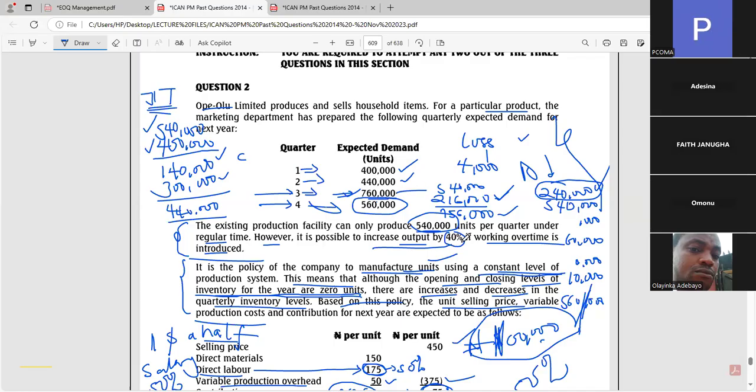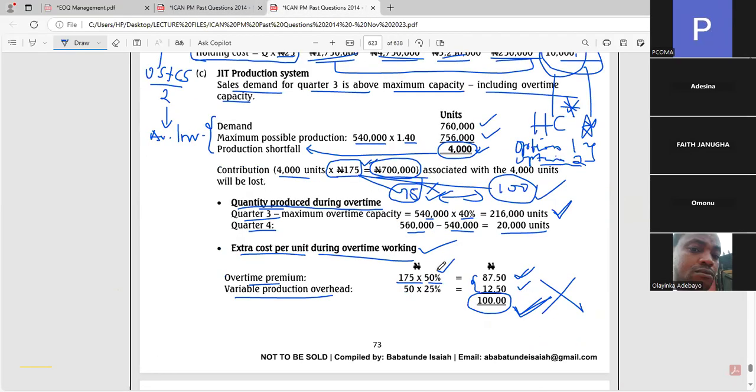We are actually increasing it by 220, but because we are using 40%, our 40% of 540 is what we are producing extra, which is 216. We can't use 220. So 540 times 40% is 216. That's what we're going to produce extra. For the fourth quarter, 560 minus 540 will give us 20. That's what we're producing extra.